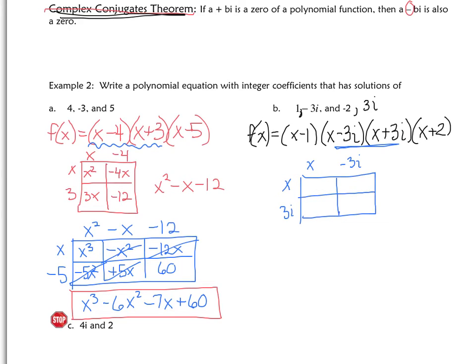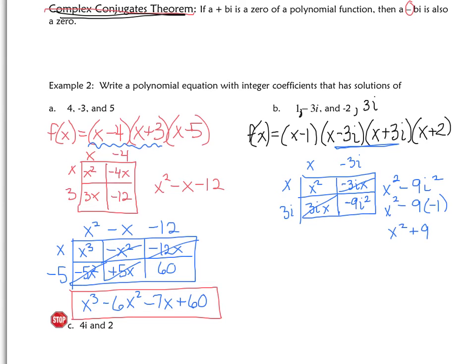For my table, I would get x squared minus 3ix, here's a positive 3ix, and a minus 9i squared. Combining like terms, I get x squared, the 3ix's cancel because one's positive, one's negative, and then minus 9i squared. Please remember from chapter 5 that i squared is equal to negative 1. So I'm going to replace that with a negative 1, and I get x squared plus 9.